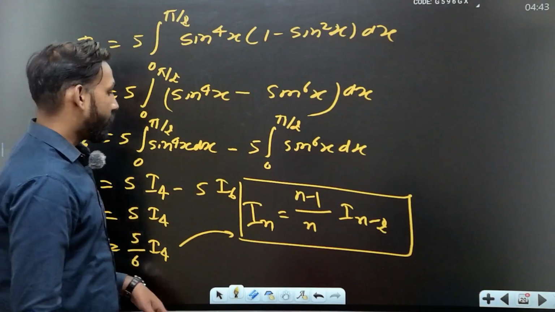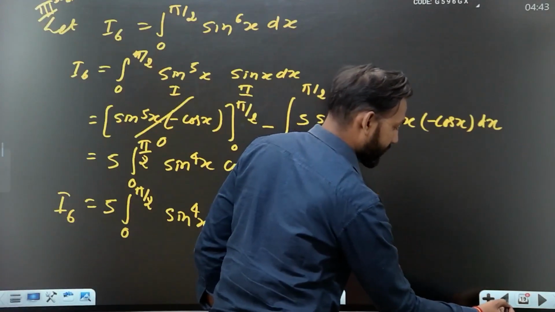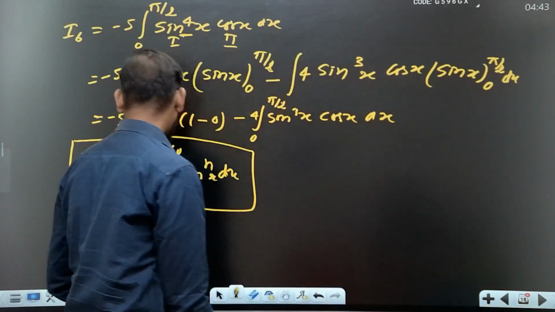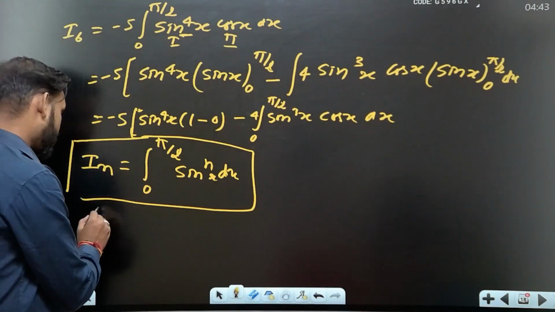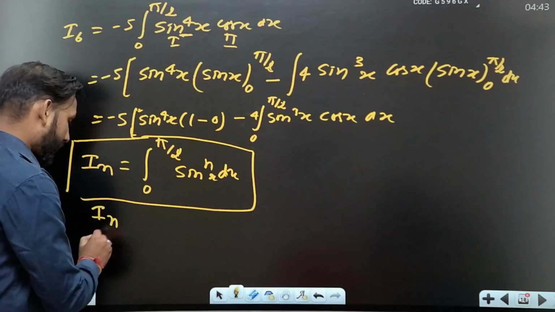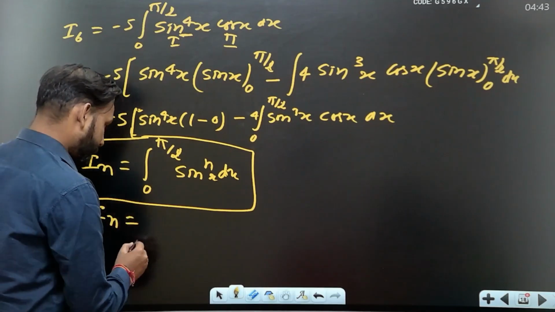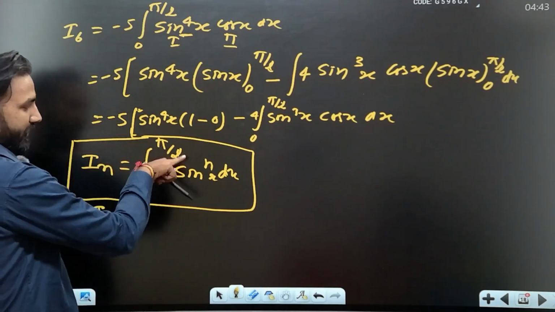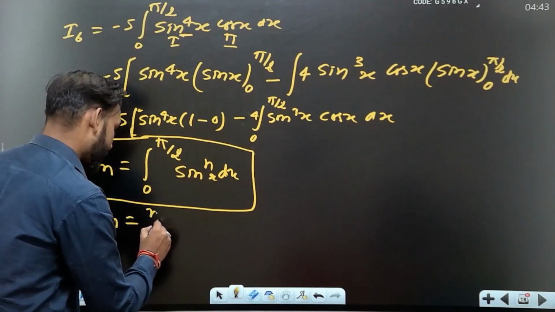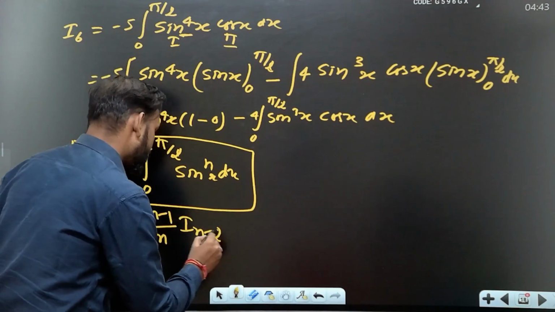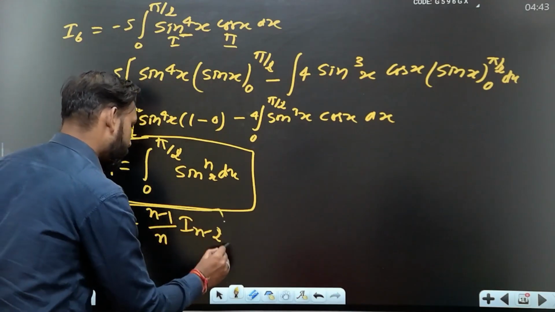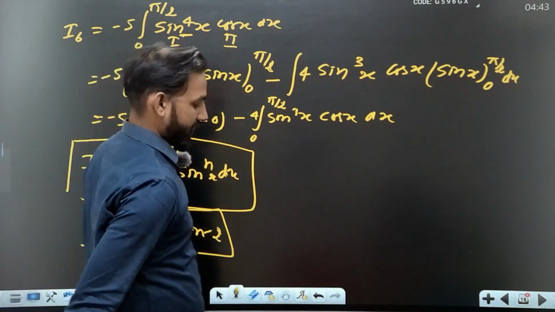Okay, then we have discussed three methods for this particular integral. Regarding the formula, in the options we can apply this formula: I_n equals n minus 1 divided by n times I_{n-2}, and we further solve this, and we get the result.